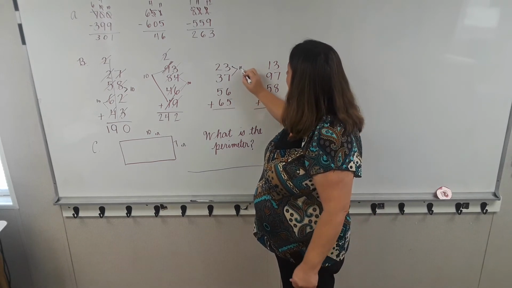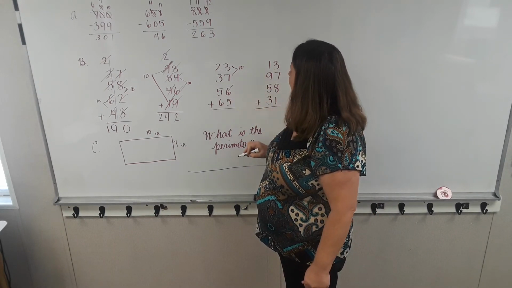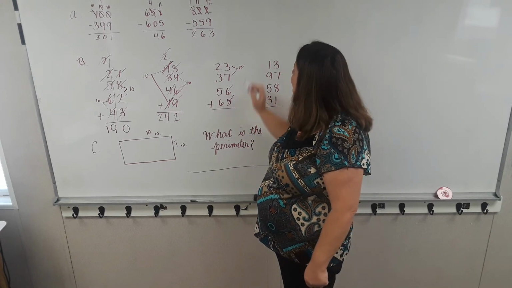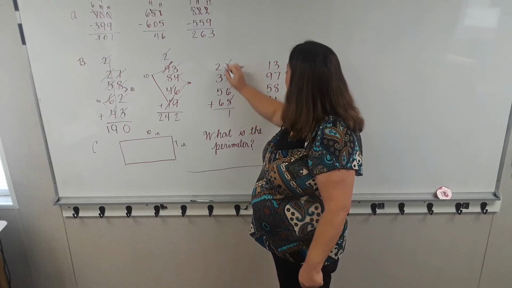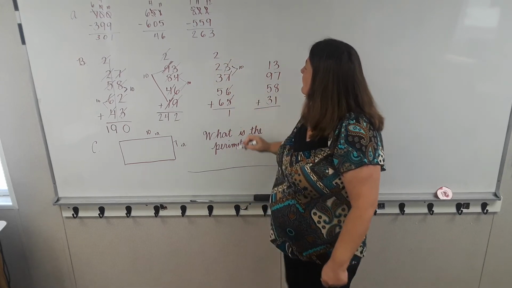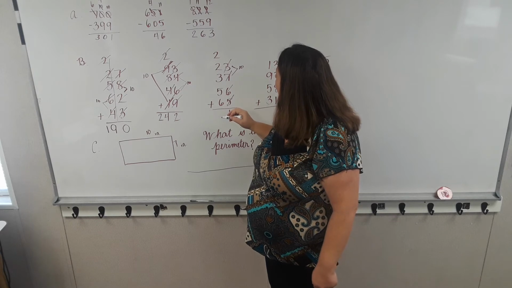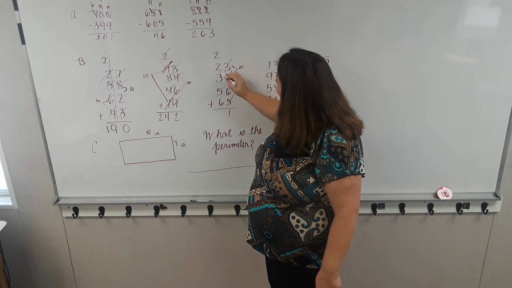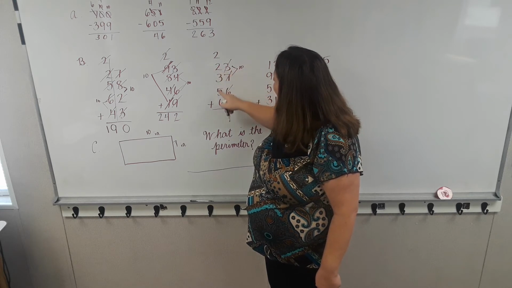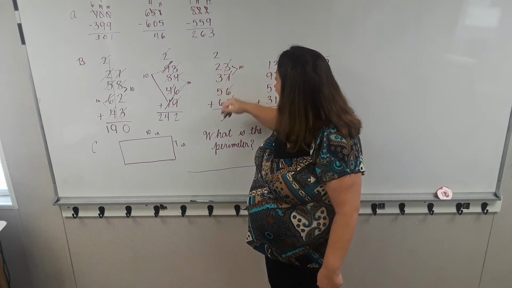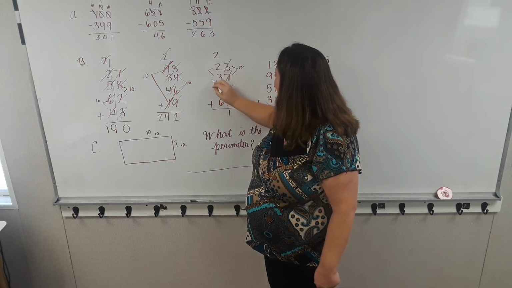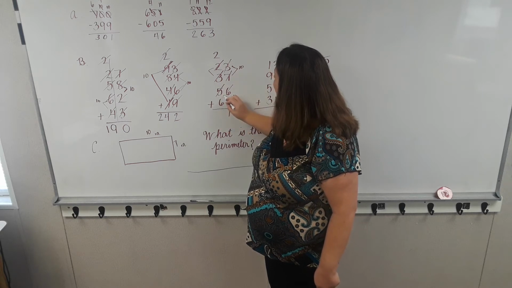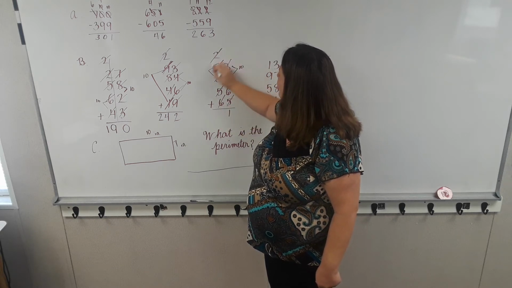3 plus 7 is 10. 10 plus 6 is 16. 16 plus 5 is 21. Let's see. I don't see any 10s here. Oh, but 2 plus 3 is 5, and 5 plus 5 is 10. So this is 5 plus 5 is 10. 10 plus 6 is 16. 16 plus 2 is 18.